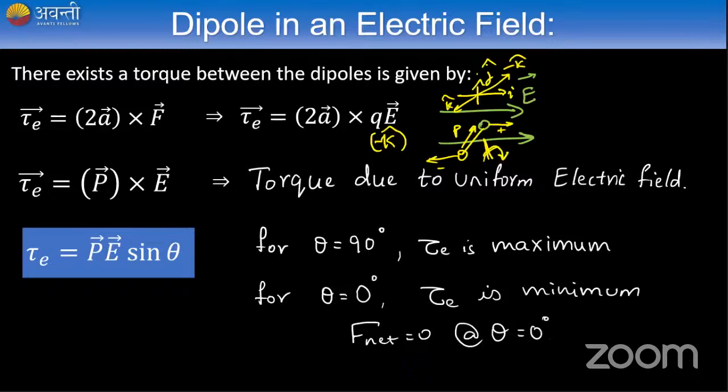Guys, hope you have understood this expression for torque, or what happens when a dipole is in an external electric field. So torque is equal to dipole moment times electric field. Okay, this is the expression. Please remember this. Torque is equal to dipole moment times electric field into sin theta, or tau is equal to P cross E.